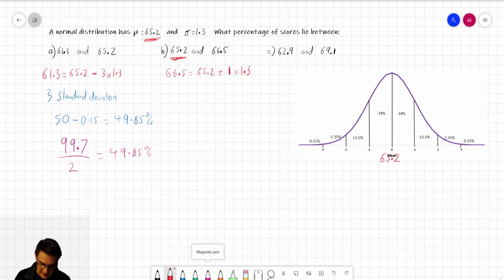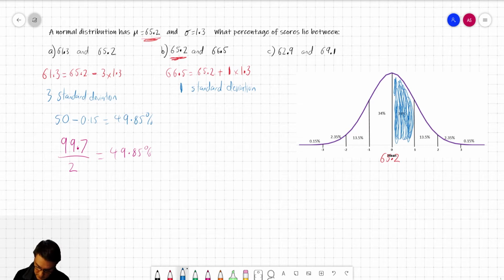Okay, so what we've got here is 1 standard deviation, which we're trying to calculate the value of. If we go to our graph, what that means is we're going from 65.2 and 1 standard deviation away to 66.5. That's going to be just this region here.